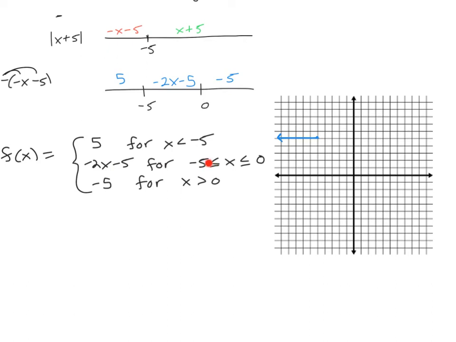If I substitute negative 5, I get 10 minus 5, which is 5. So I pick up right where I left off, and then I'm going to follow that slope of negative 2 until I reach x equals 0. So I have the linear portion. And then for everything to the right of 0, I have a constant function at negative 5. So I have this. There you have it.